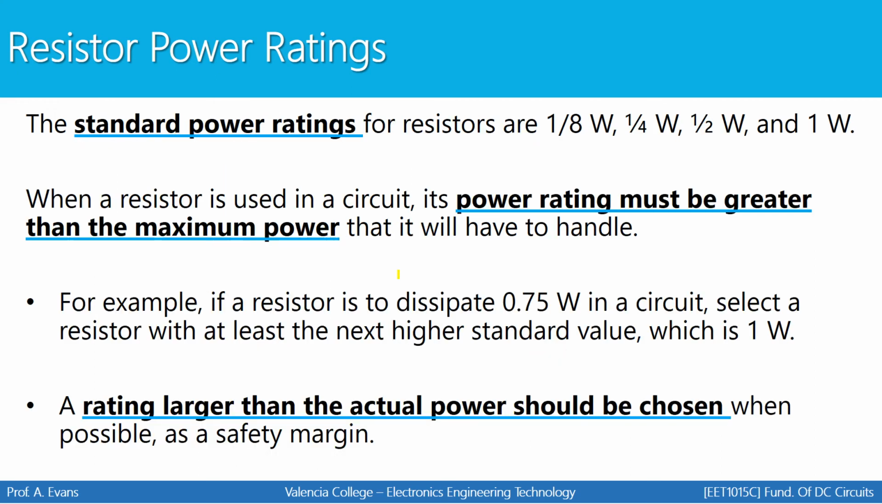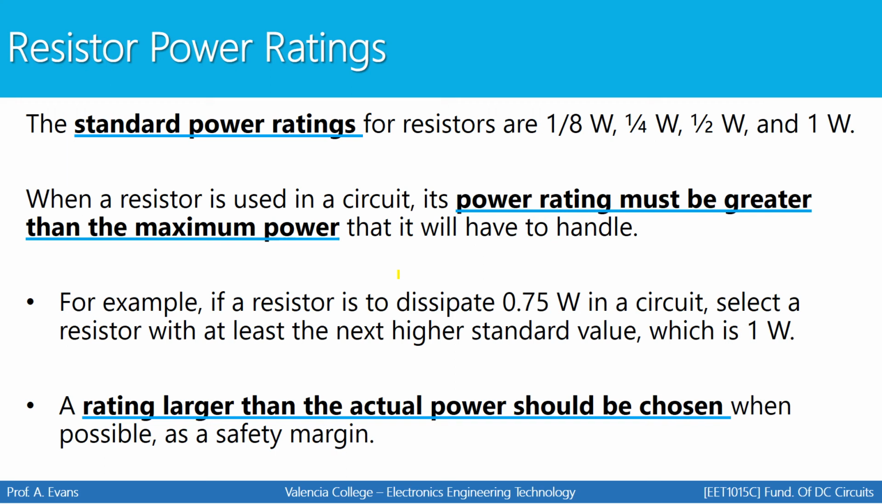The standard power ratings for resistors are 1/8 of a watt, 1/4 of a watt, 1/2 of a watt, and 1 watt. When a resistor is used in a circuit, its power rating must be greater than the maximum power that it will have to handle. So when you're designing a circuit, every resistor will have a power rating. You always want to make sure that you have a buffer for safety so that your resistors will never burn up due to excessive heat.